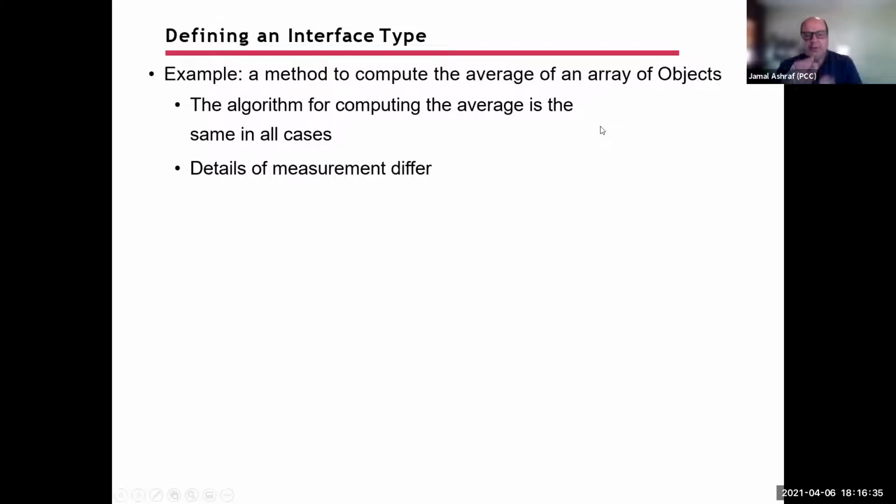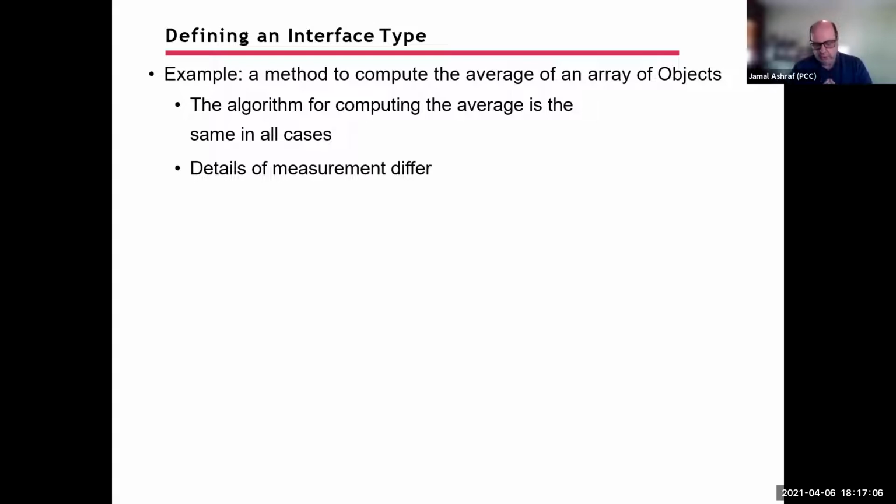So let's think about it through an example. In here, we are thinking about a method that's going to be computing the average. We're going to create a generic method that's going to compute the average, and then we're going to accept different objects, and we're going to do the average for different objects.